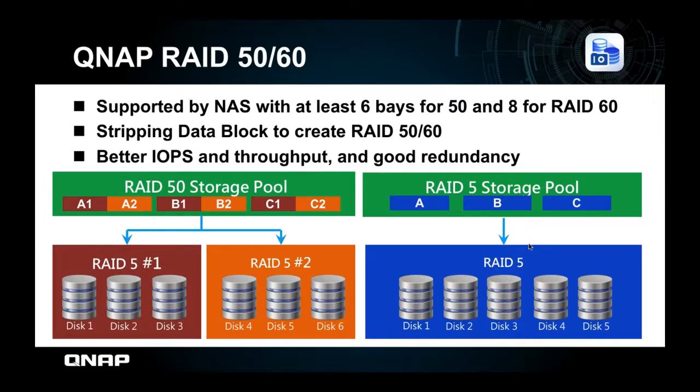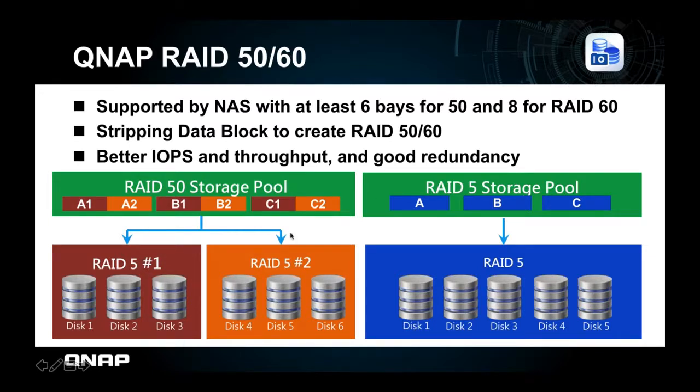So RAID 50 and 60 is somewhat new to QNAP. We've offered it for a little while now, but it's one of our newer RAID offerings. And in this example of this RAID 60, you can see you have a RAID group of 3 disks, a RAID 5 of 3 disks here, and another RAID 5 of 3 disks there. But these two RAID groups are striped together, meaning that when you upload or download, you upload or download to both RAID 5 groups at the same time. And that makes it faster than just one RAID 5 group.